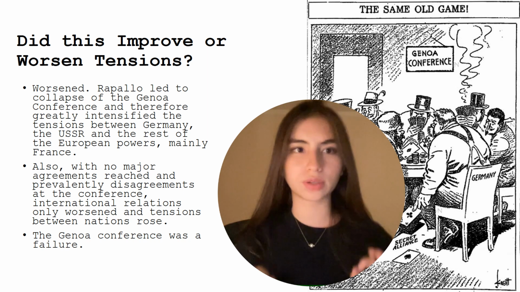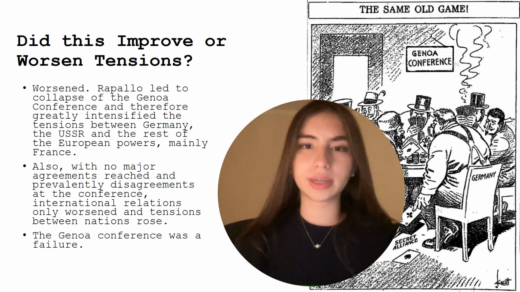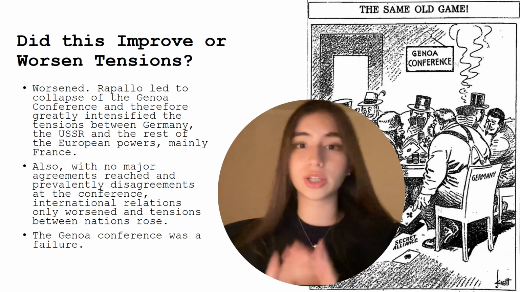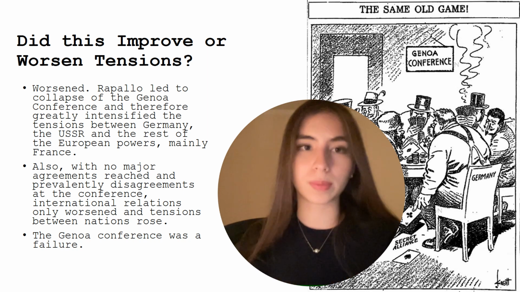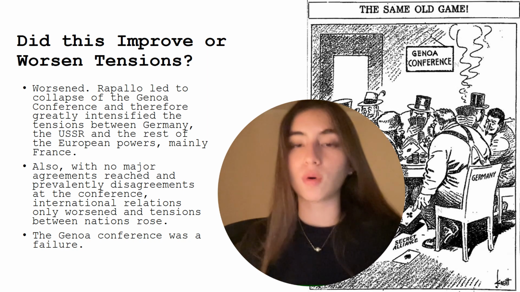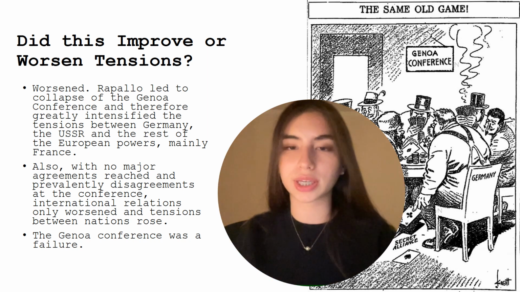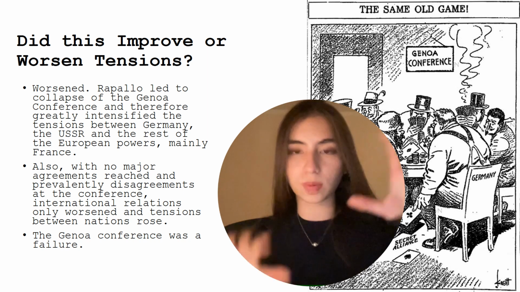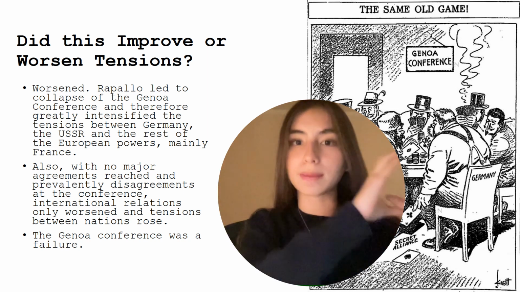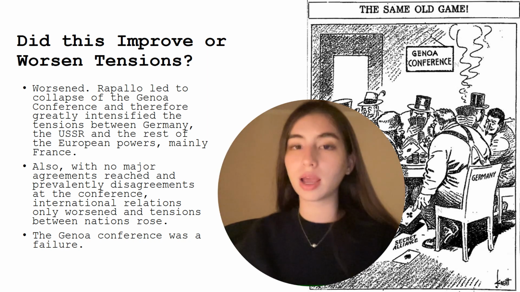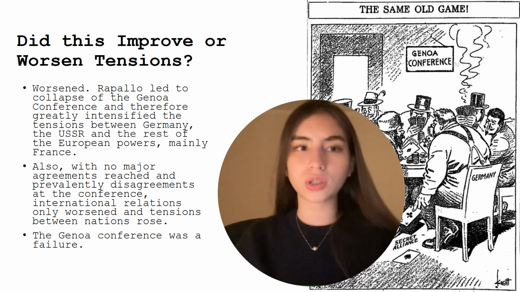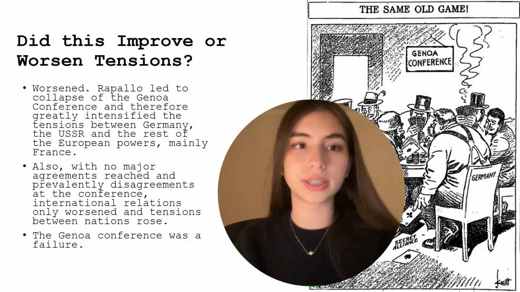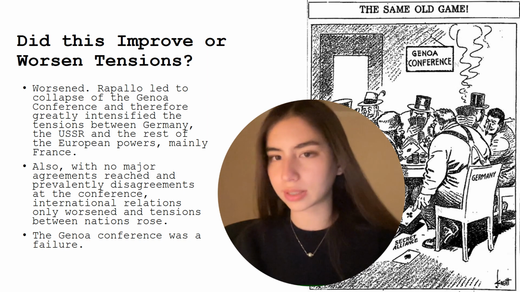Did this improve or worsen tensions? Obviously it improved tensions between Germany and Russia. However, in total, it greatly worsened tensions in Europe. Rapallo led to the collapse of the Genoa Conference, which is one of the big major conferences after the Paris Peace Conferences, which brought kind of all of Europe together, and therefore greatly intensified the tensions between Germany and the USSR on one side, and the rest of the European powers, and mainly France, which is really, really suspicious of course of Germany, but also of the USSR, and so was Britain. Also, with no major agreements reached and prevalently disagreements at the conference, international relations only worsened and tensions between nations rose. The Genoa Conference was a failure, and there's really no other way to spin this.